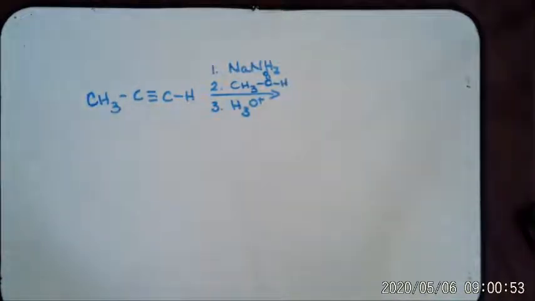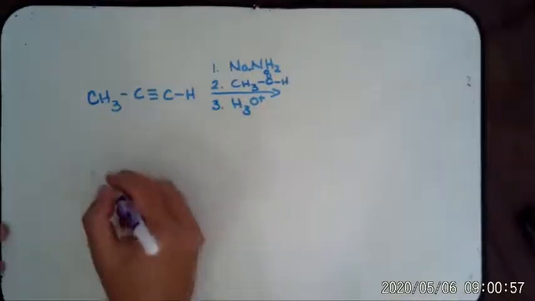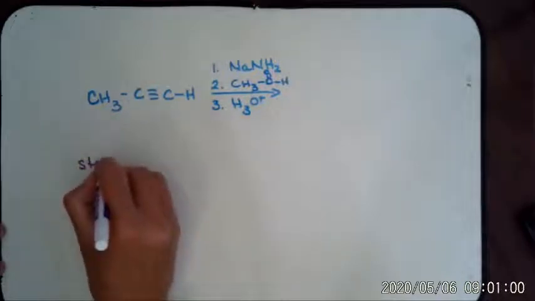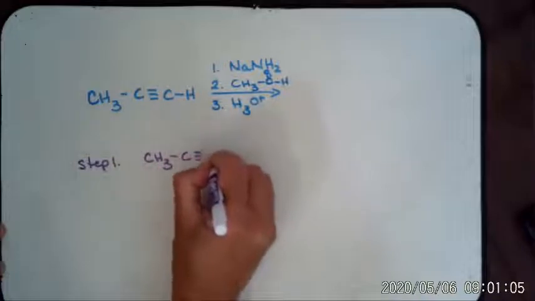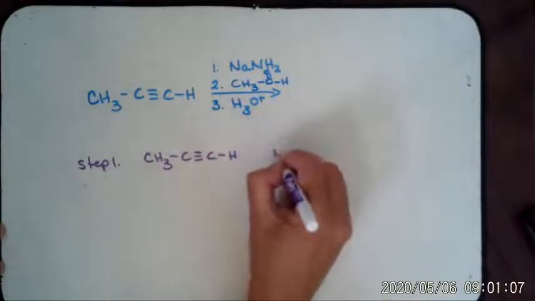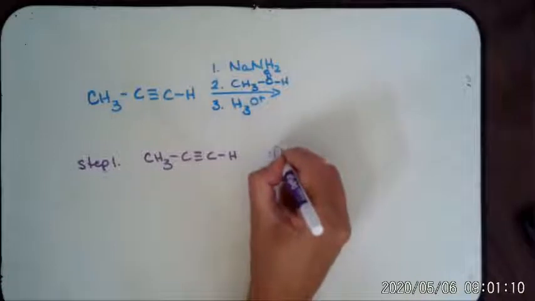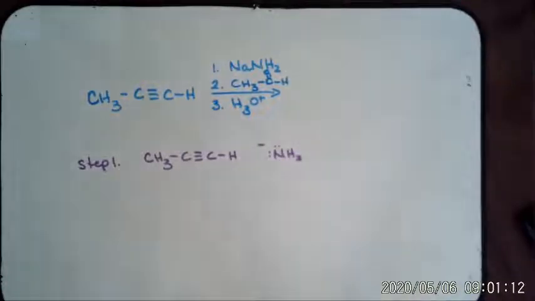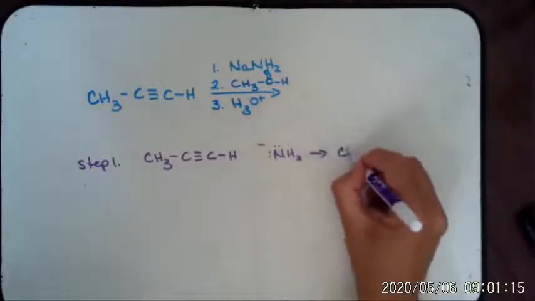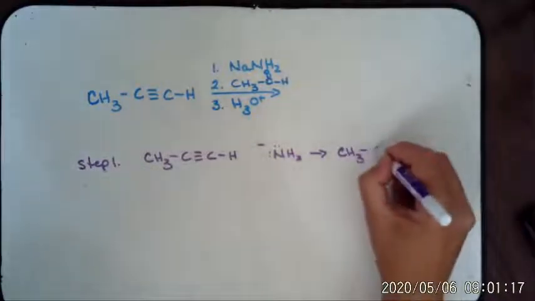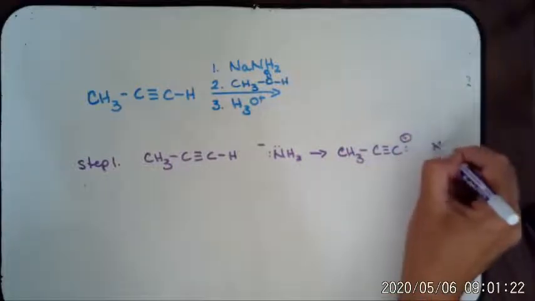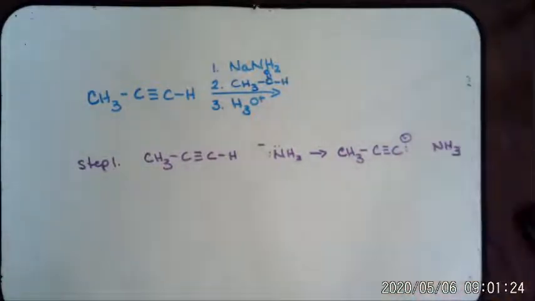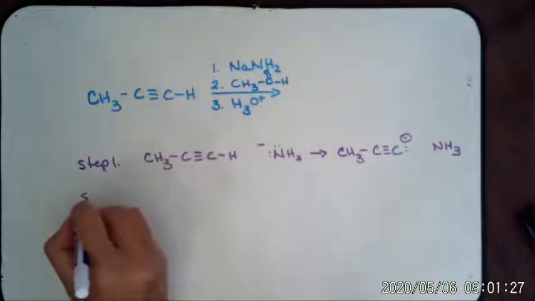If you take a look, the first thing that happens, step one, is I'm reacting it really with my amide. Sodium is just my counter ion. So I'm going to form my propynide ion, and ammonia. Okay. Now with my propynide ion, I move on to step two.